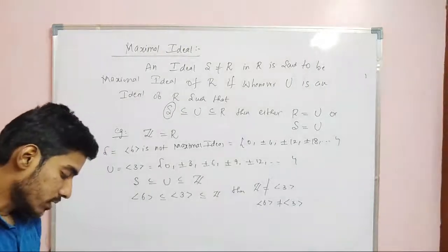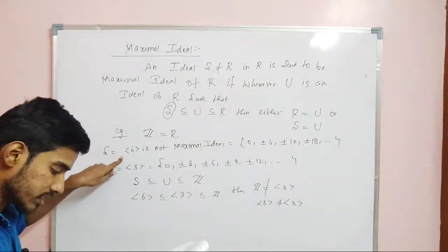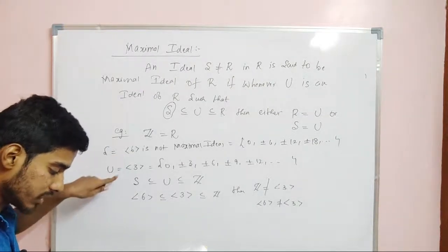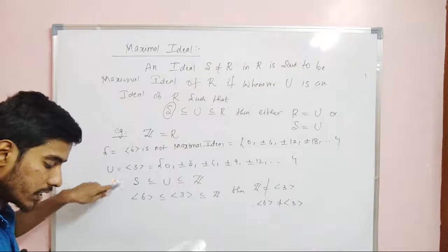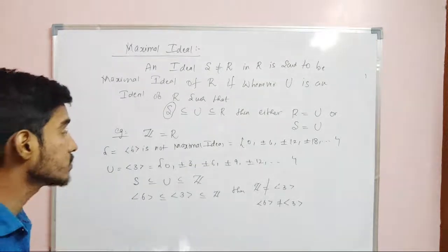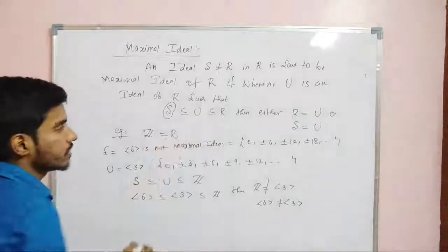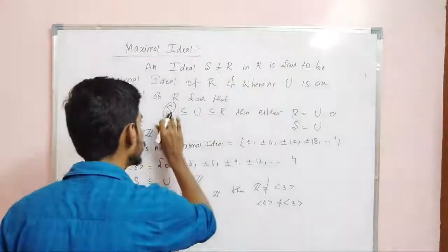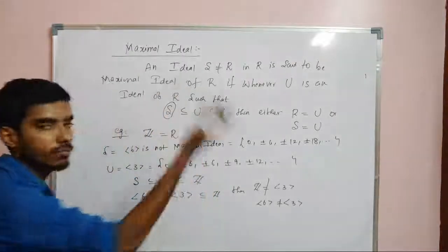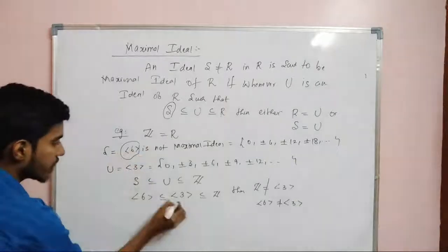For example, in the ring of integers, the ideal 6 is not a maximal ideal since it is properly contained in the ideal 3, which in turn is properly contained in Z. On the other hand, 5 is maximal. What they are saying is that it should not be properly contained in some other ideal, but here you can see this ideal is properly contained in the ideal 3.